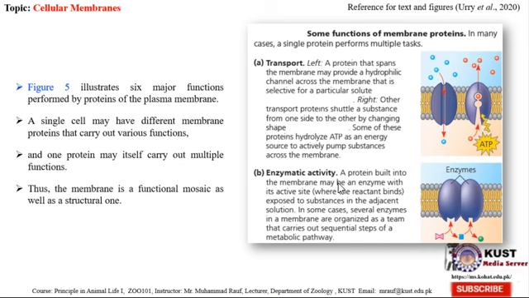Now the second function of the membrane proteins is enzymatic activity. The proteins which participate in a metabolic pathway are usually arranged together so that they can catalyze different steps of that metabolic pathway.